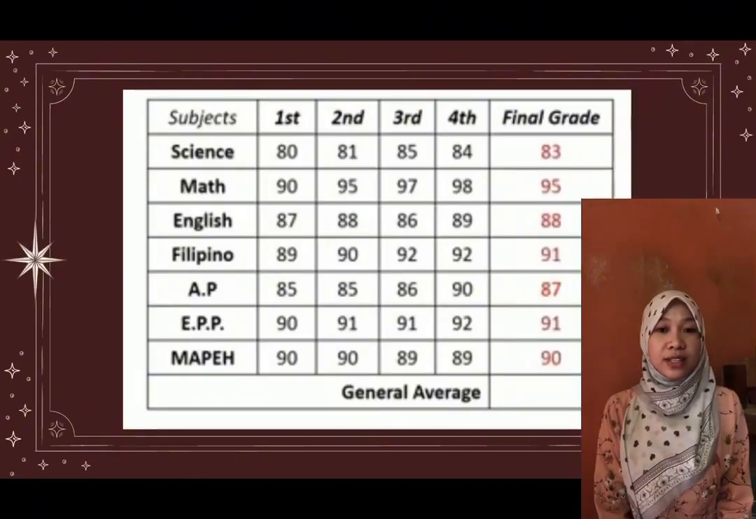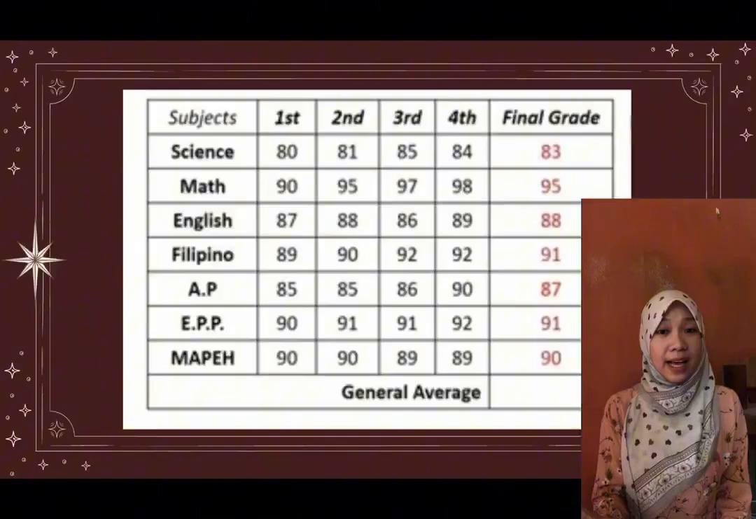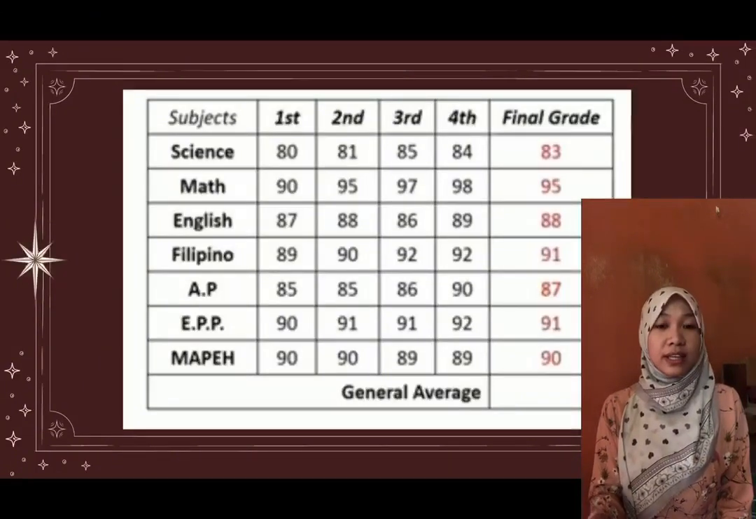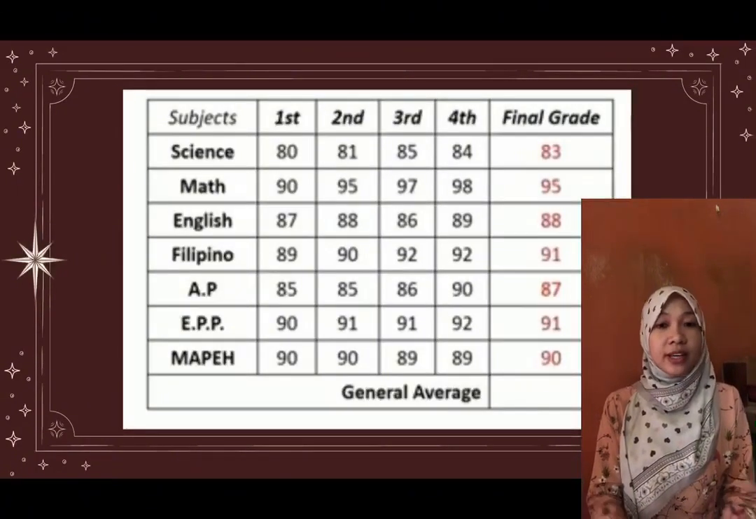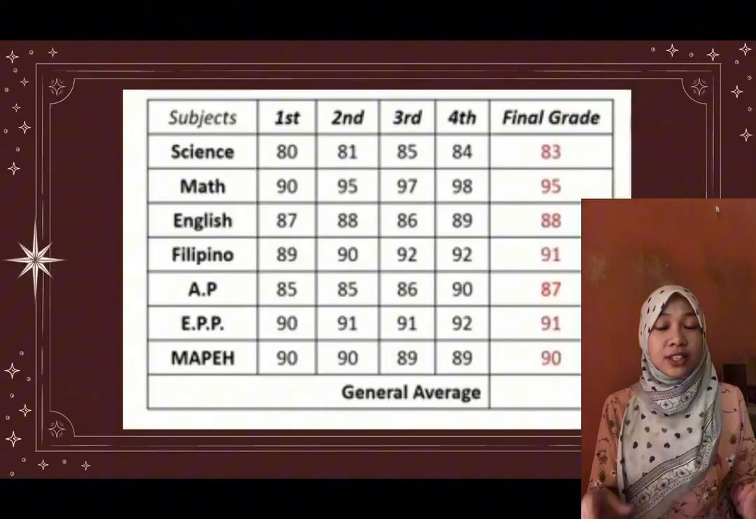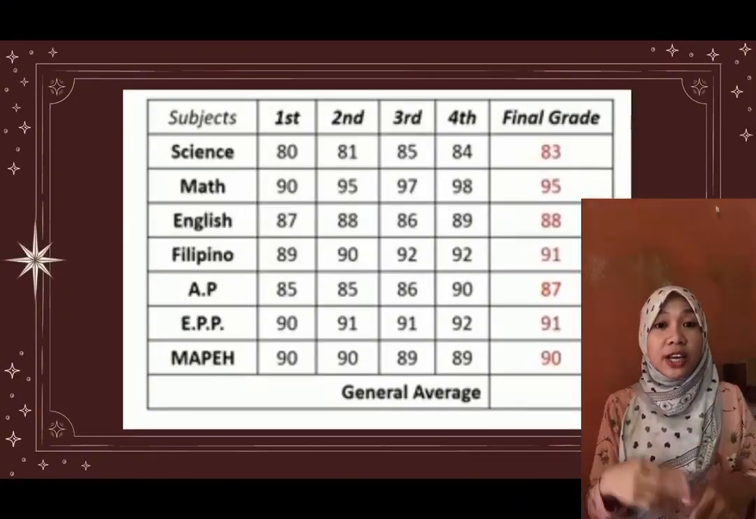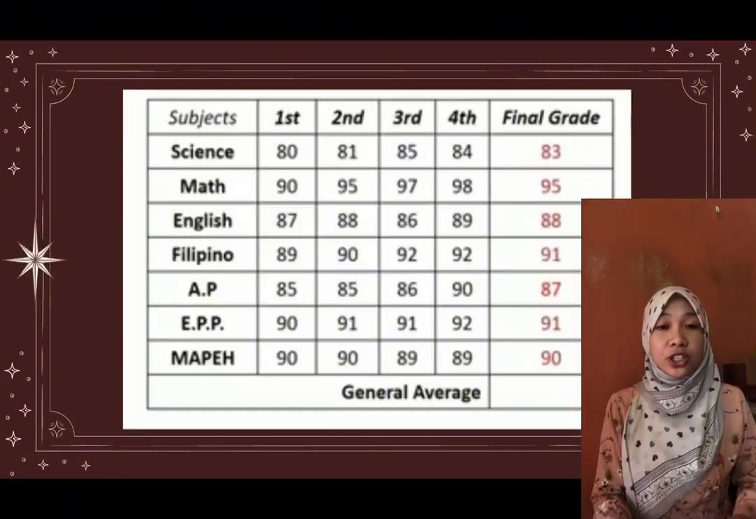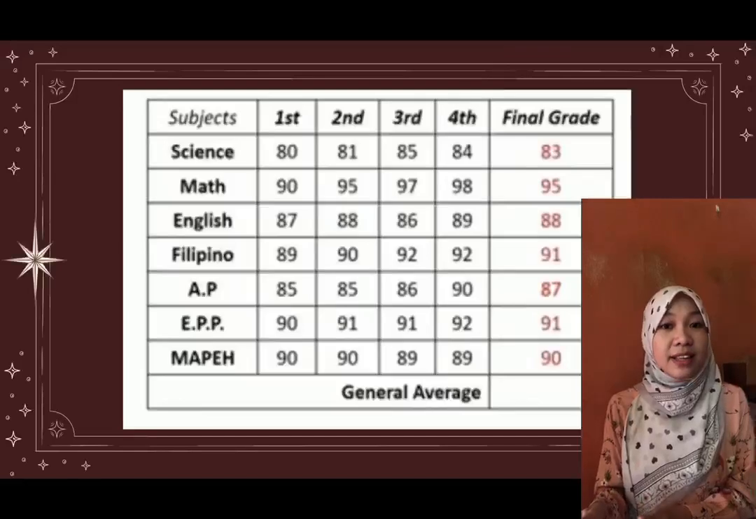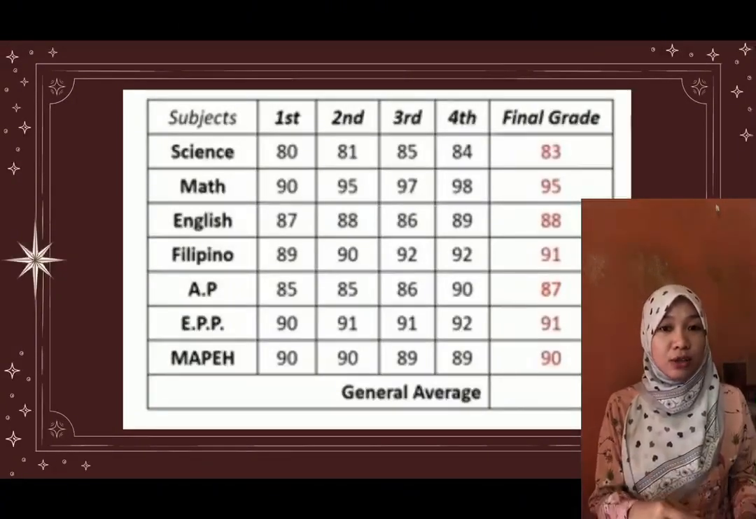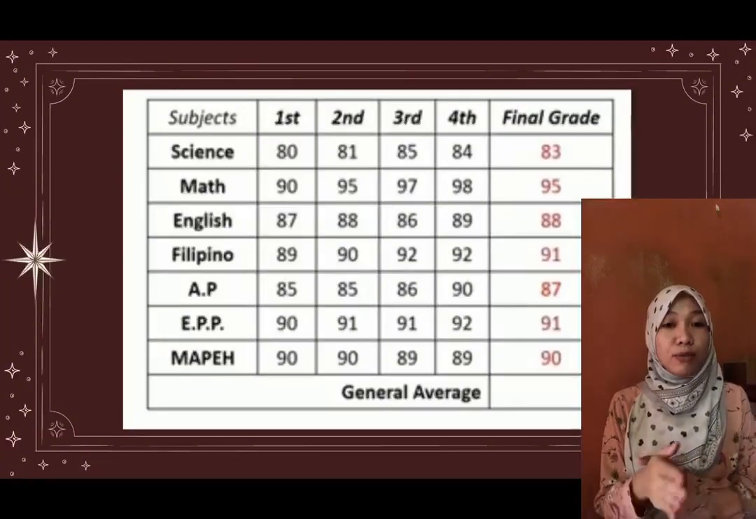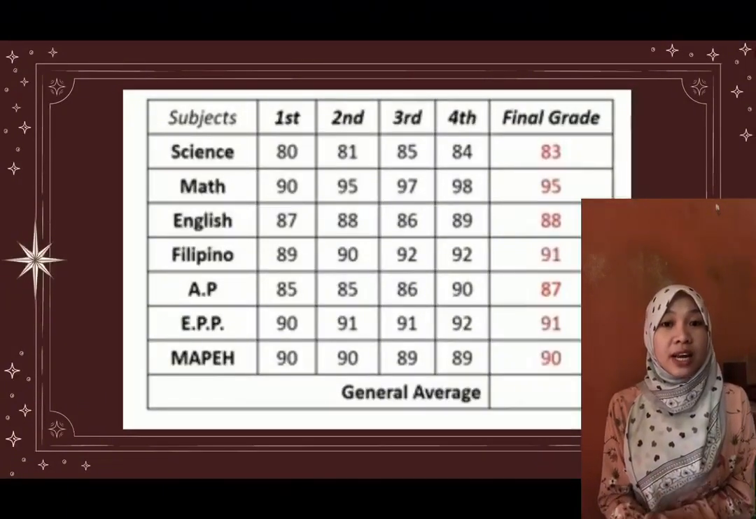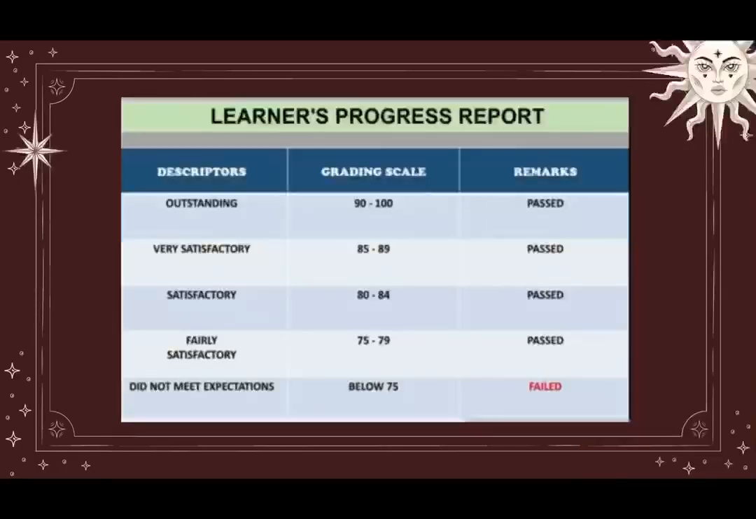So when the final grades is all done, we can now compute the general average. Okay? So dito, you're just going to add all of your grades in final, then divide it to the number of the subjects or kung ilan yung dami ng subject na yun. So after mo siya ma-divide, yun na yung general average mo. Okay, so here's the learner's progress report.